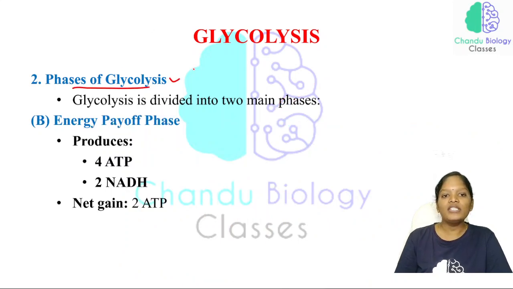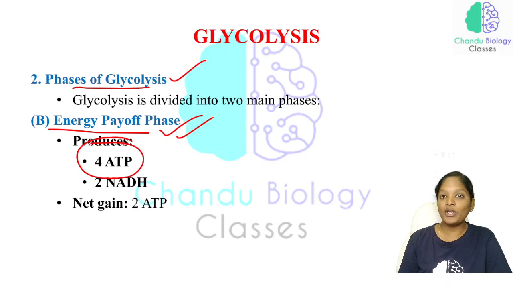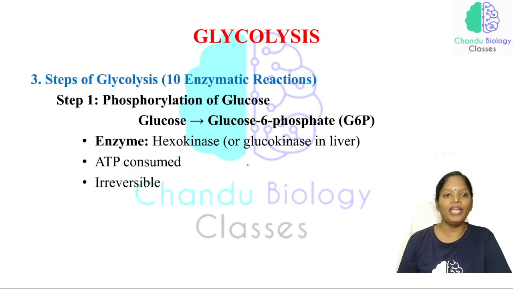Now, see here, phases of glycolysis: just now one phase has been completed. Now, the energy payoff phase. They are producing 4 ATP and 2 NADH, and the net gain will be 2 ATP. Now, see the steps of glycolysis. We have 10 enzymatic reactions.